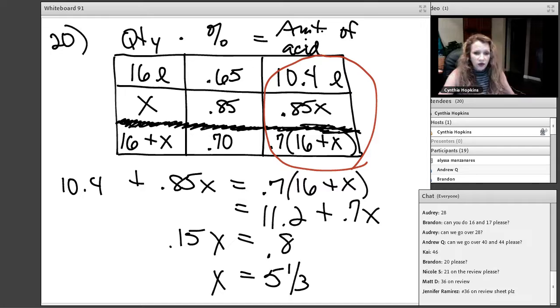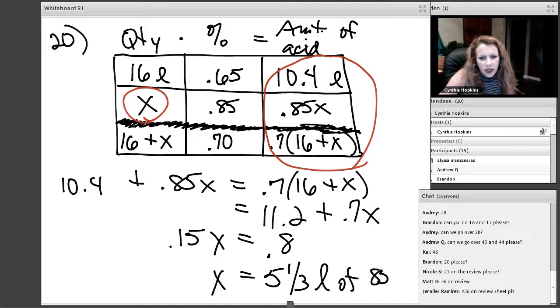And honestly, after I've done all this algebra, I don't even remember what my x was. That's the other benefit of doing this chart. Oh, that's right. It's the quantity of 85% solution. And I know my quantities are in liters. And so I'm going to say 5 1/3 liters of 85% solution. And there's my answer. Okay.